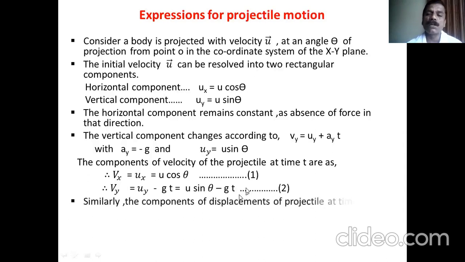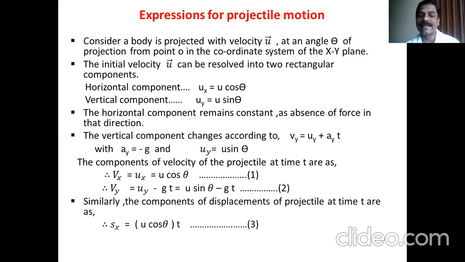Similarly, the component of the displacement of the projectile can also be taken after time t, denoted as Sx and Sy. Now we know Sx, the displacement along the x-axis, is nothing but velocity into time. So along the x-axis, velocity is u cos theta and time is taken as t. So this is a very important expression for Sx, the displacement along the x-axis.